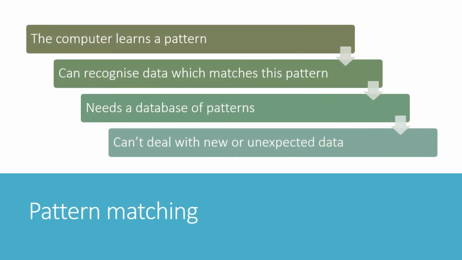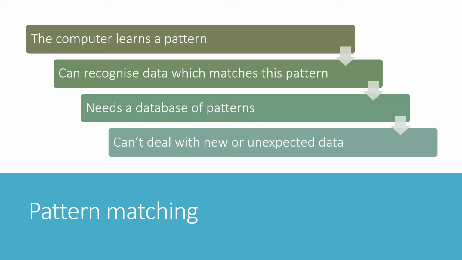And finally, the final method that we're going to look at is called pattern matching. In pattern matching, the computer learns a pattern. We might, for instance, have a database of patterns that we want the computer to recognize, and then it can recognize data that matches this pattern.